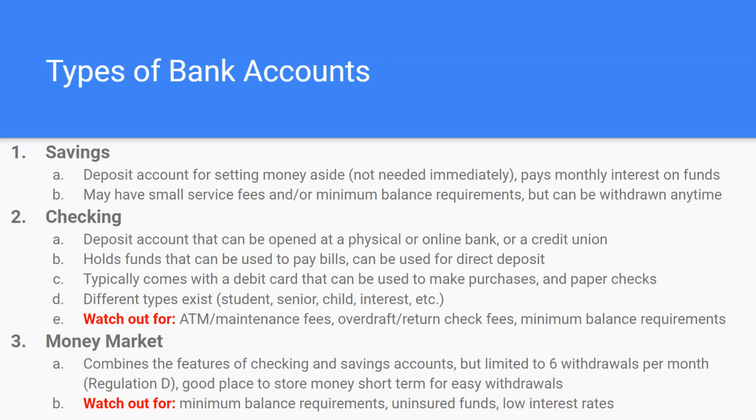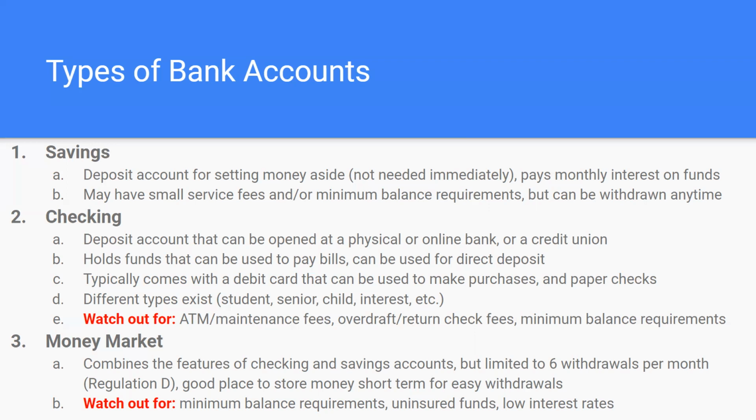Checking accounts typically come with a debit card that can be used to make purchases and paper checks. And so if you need to write checks to people as gifts or to pay for things, that is a useful thing. And a debit card can be used for purchases. There's also different types that exist. So there's a lot of student checking accounts, senior, child, or interest ones.